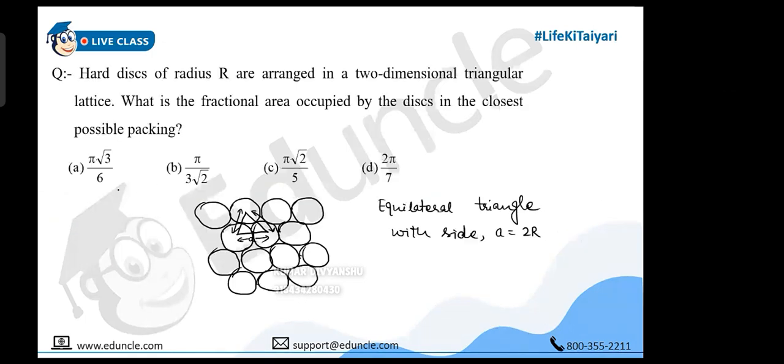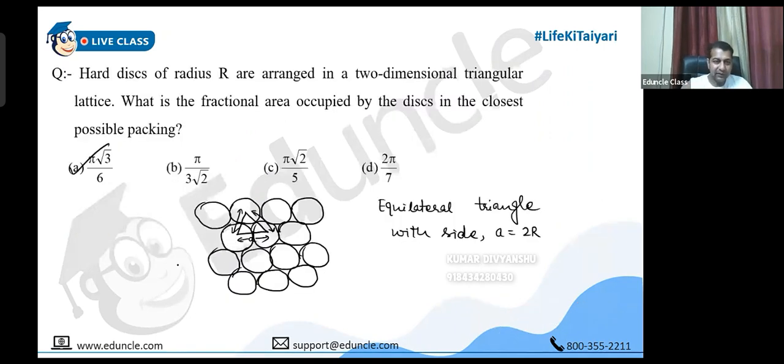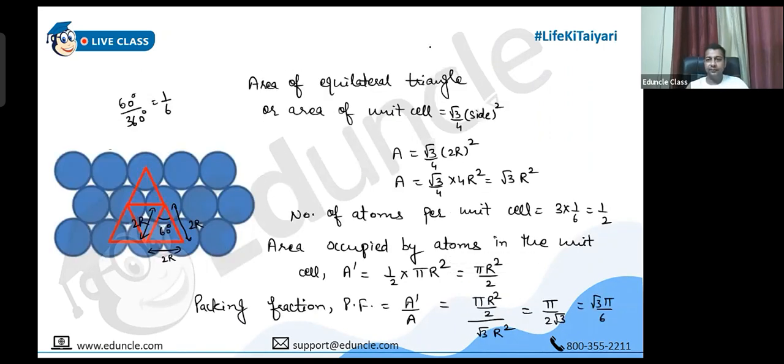So what is the answer? A. Because we can write it as root 3 pi by 6, by multiplying and dividing by root 3. Okay? Please check. Clear? Yes, everyone?